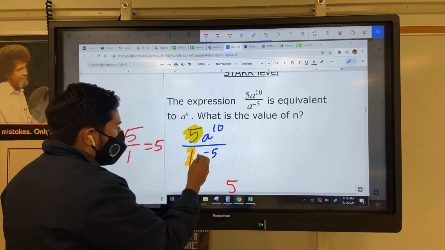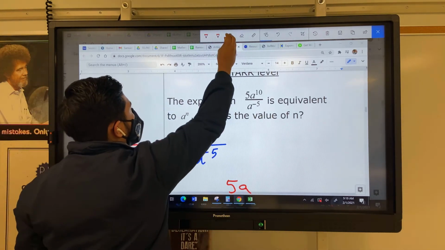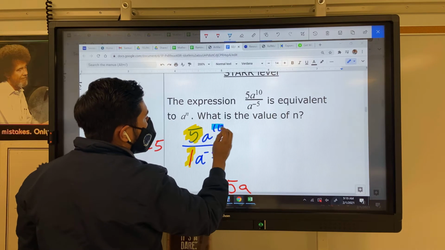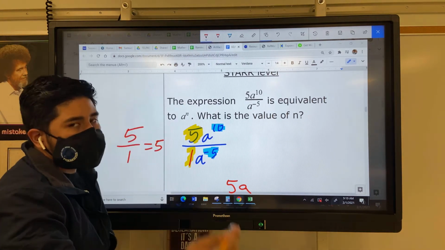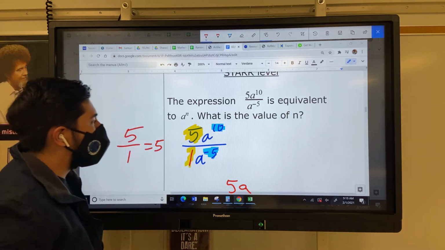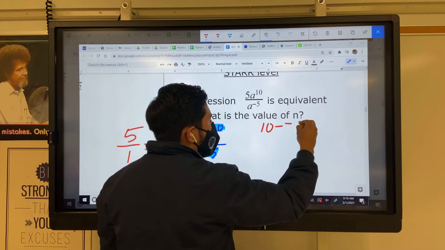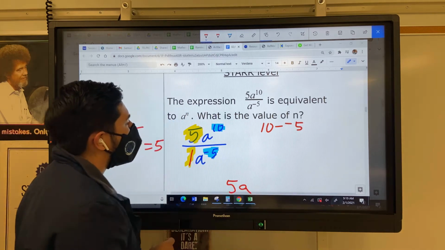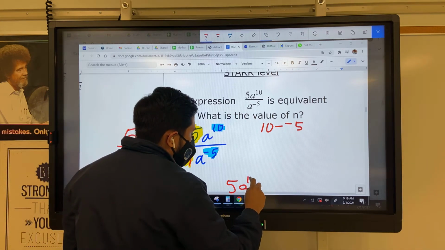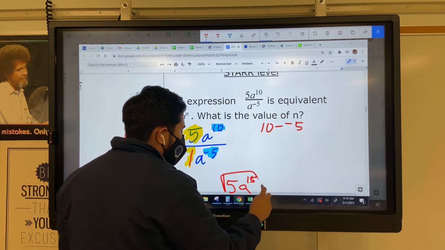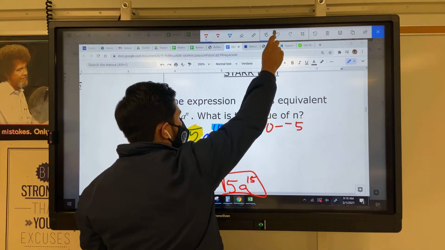5, the base is a. What do I do with the exponents? It's a negative 5, be careful. We subtract them because we talked about it up here. Let's subtract them real quick. 10 minus negative 5. Don't forget it's a negative 5. 10 minus negative 5 gives me 15. Please use your calculator. There it is. Sorry, I forgot to set it equal to an.